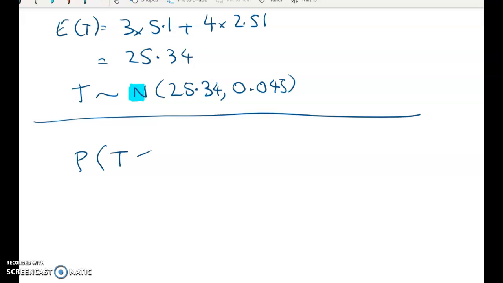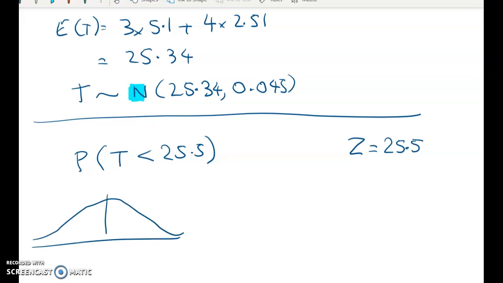The probability that we want is that the total is less than 25.5. So let's work out what my Z value is for that. I take my 25.5, and draw a picture if you have to. There wasn't enough of that either. So there's 25.5 and there's my mean at 25.34. This is my total picture, and now my Z picture says, how do I translate that total into a standard normal? This is going back to very easy AS work.